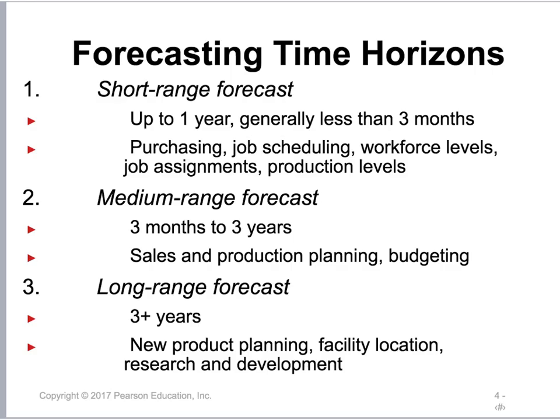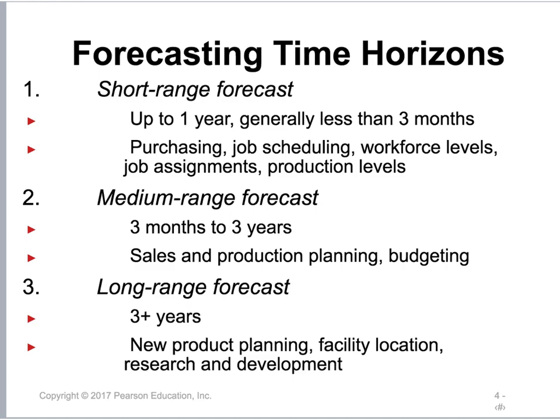There are 3 forecasting time horizons. You have the short range forecast, which is up to a year, but usually less than 3 months. So the short range forecast is usually on a daily or weekly basis. In some cases, it could even be up to the minute. But usually it's a daily or a weekly forecast.